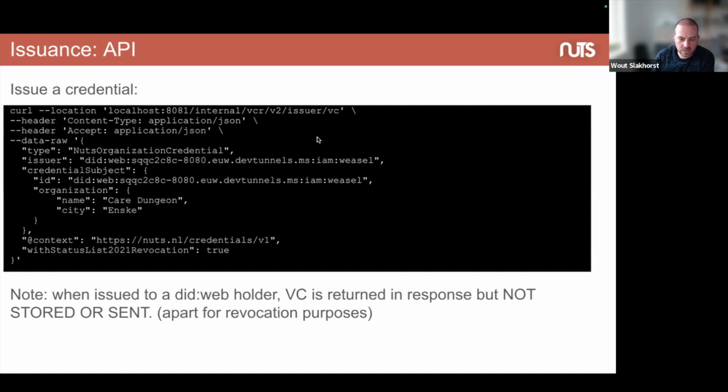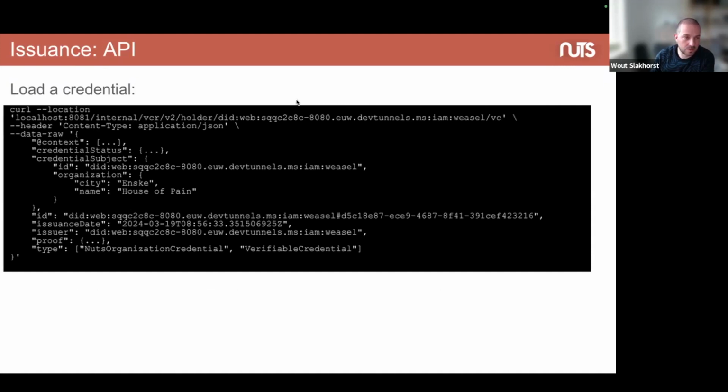Okay, so this is issuing a credential. You will get the credential in return. You will have to transfer it to an organization wallet somewhere. And then there's a new API to load the credential. So this is basically an example of how to load it. You basically pass the credential to the specific URL.